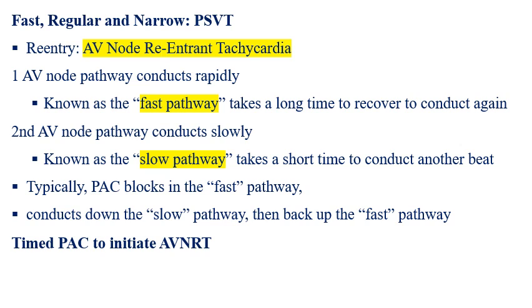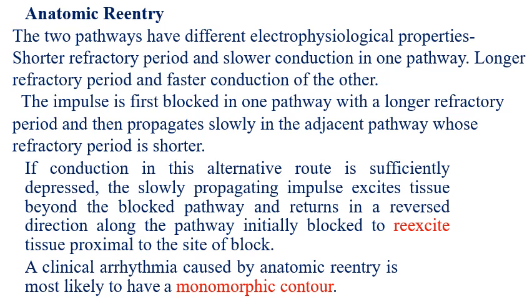Inside the AV node, the impulse may pass in the fast pathway and return in the slow, or pass in the slow and return in the fast. Typically, a premature atrial contraction blocks in the fast pathway and conducts down the slow pathway, then back up the fast pathway, initiating AV nodal reentrant tachycardia. Anatomic re-entry: the two pathways have different electrophysiologic properties. Short refractory period and slow conduction in one pathway, and long refractory period and fast conduction in the other.